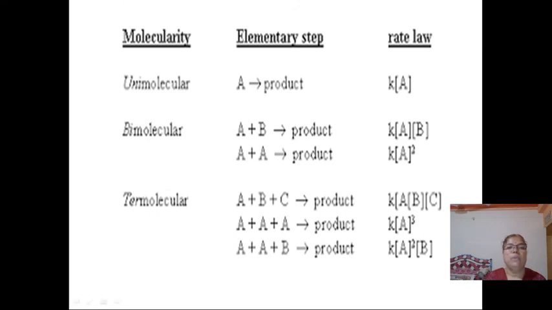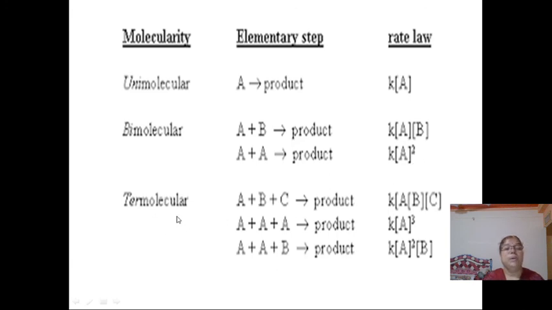In the case of a bimolecular reaction, two molecules take part in the chemical reaction. Either the two molecules are the same or different, and the rate of the reaction depends on the concentration of the two reactants. So according to the rate law equation we can write rate equals K into concentration of A into concentration of B, or K[A]², that means concentration of A squared.